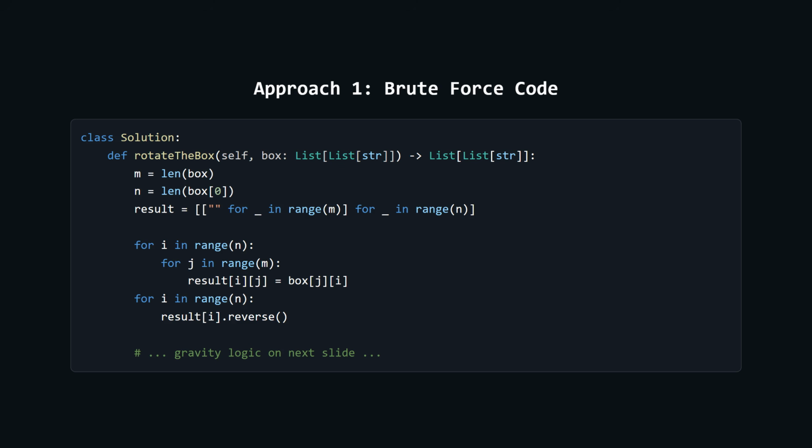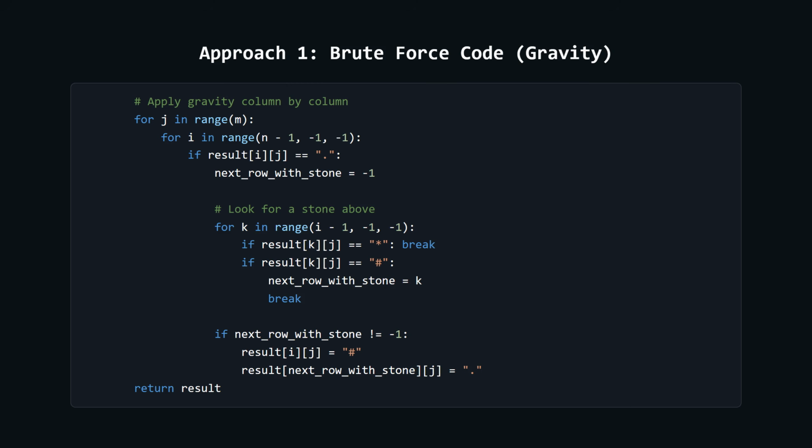Here is the first half of the full brute force code, putting the rotation setup inside our main function. And here is the gravity part. You can see we have three nested loops here. One for the columns, one for going up the rows, and a third inner loop just to scan upwards for a stone whenever we see an empty space.